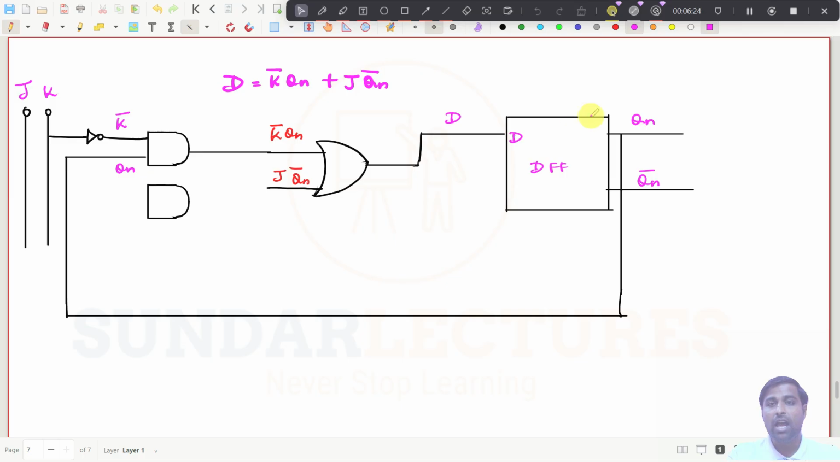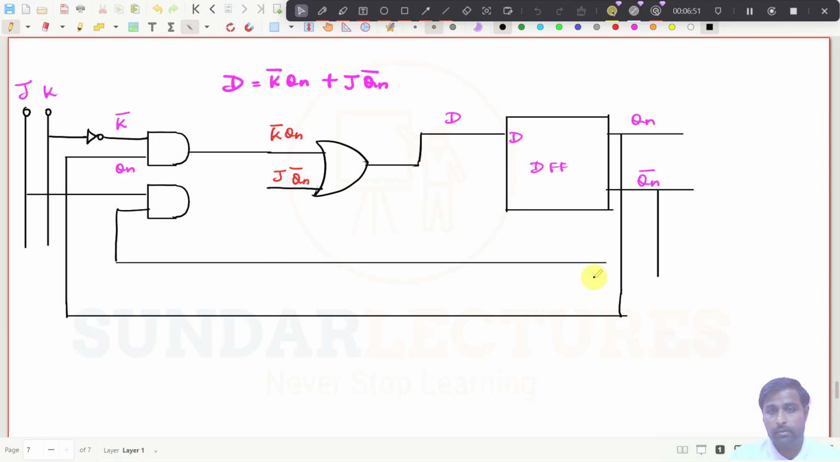That is one thing. And what is the other expression? It is J, straight away J, so I can take it from here. And what is the next one? It is Qn bar, straight away. So no NOT gates are necessary here because you have a Qn bar straight away. So this should be taken from here, and I have to take this one to here.